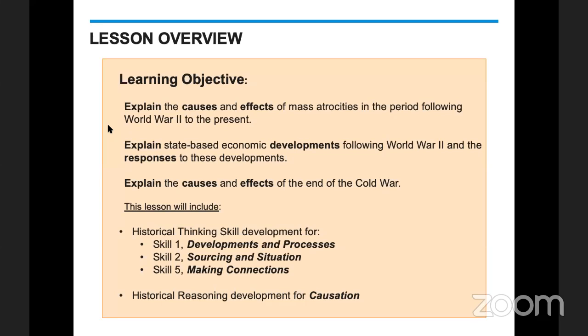So I'm going to go into our lesson overview, and then Katie, I'm going to ask you to make sure that we are explicit about why we're still doing this before we get to review. For our learning objective, explain the causes and effects of mass atrocities in the period following World War II to the present, explain state-based economic developments following World War II and the response to these developments, and explain the causes and effects of the end of the Cold War. The skills that we're working on today are skill 1, developments and processes, skill 2, sourcing and situation, skill 5, making connections, and our reasoning development, as stated in the objectives, will be causation today.